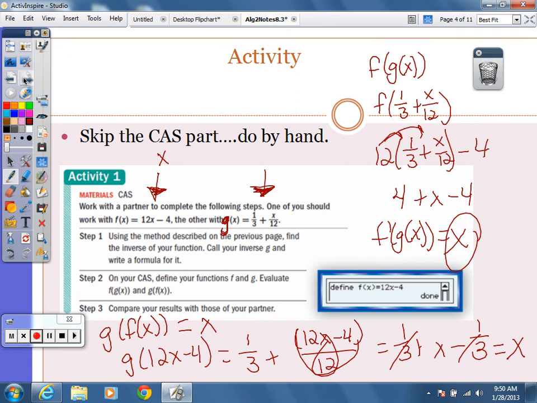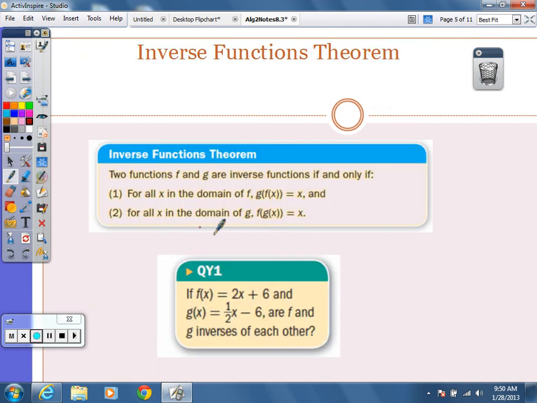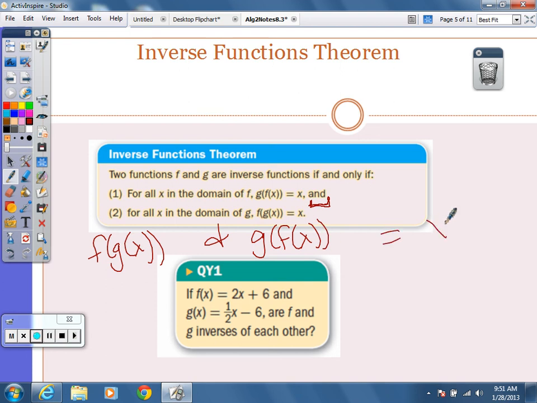When you compose two functions, and this is what the inverse functions theorem says, when you compose them, do one followed by the other. If an inverse is doing something and then undoing it with the original, then you should be left with what you start with. So to check if two functions are inverses of each other, you can compose the two rules or relations or functions to see if you get what you started with. And there is the word and. You have to do it both ways. You have to check f of g of x and g of f of x, and you have to see if when that happens you get x for both.